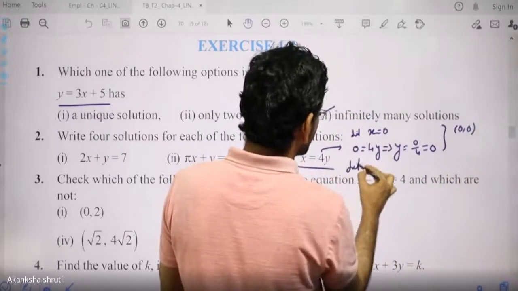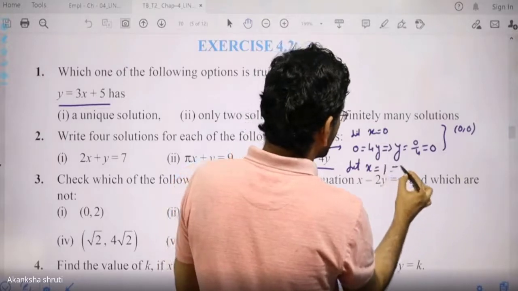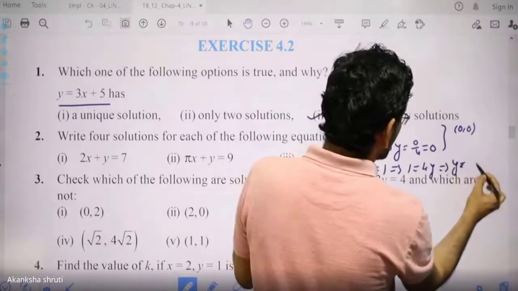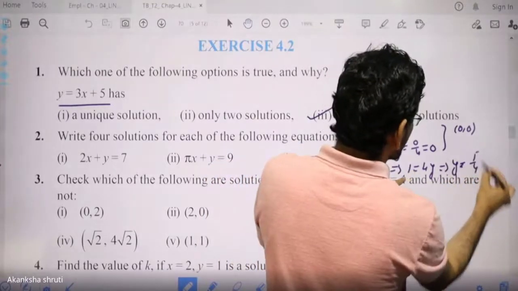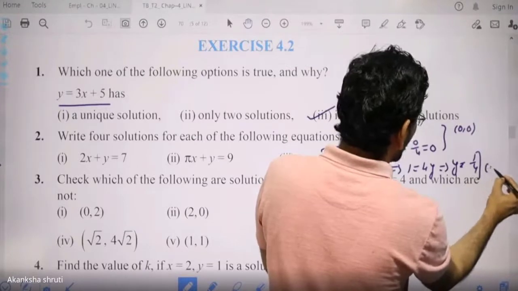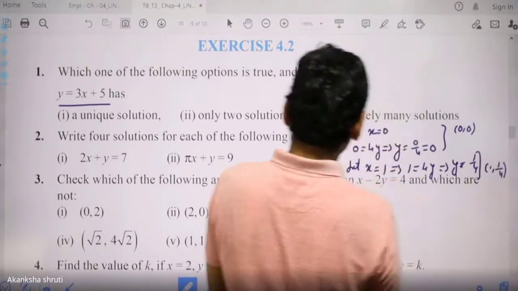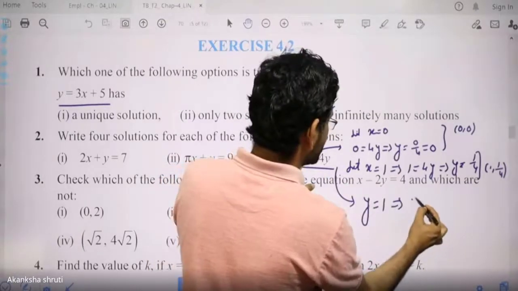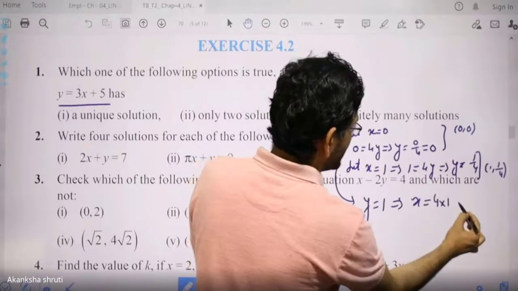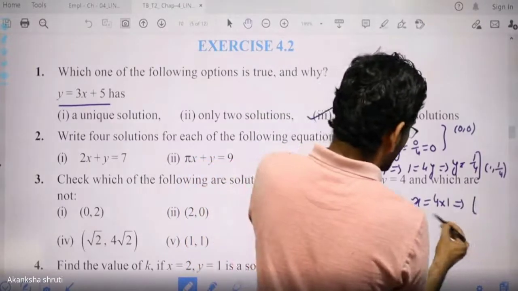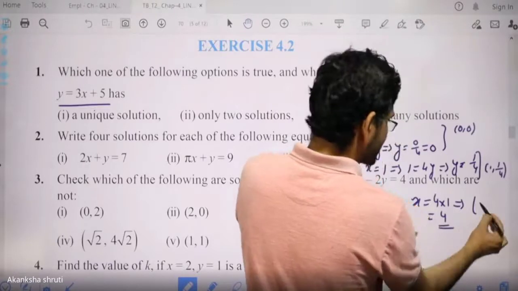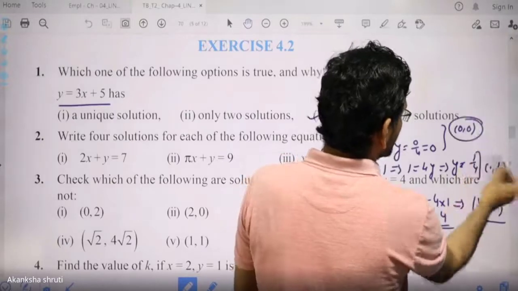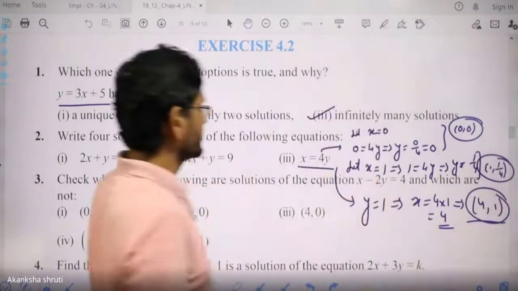Students, you may let x equal 1. Substituting 1 here, 1 equals 4y, so y is equal to 1 by 4. So you may choose the other solution as (1, 1/4). Students, you may choose y also. Let y equal 1. This implies x equals 4 into 1. So the solution could be 4, but x has to be written first, y next. So (4, 1). These are the few solutions that I have written. This way you can get them.